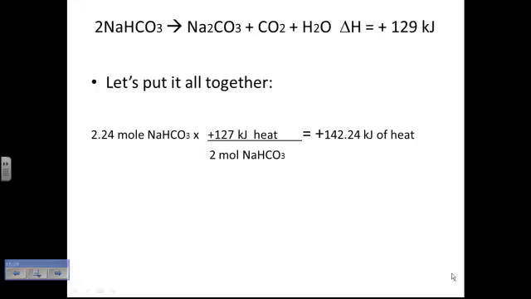Given the quantity of baking soda, its coefficient is a 2. The heart of our problem, the want over given, is positive 129 over 2 with the correct labels. kJ of heat per mole of baking soda. Hit that on your calculator to confirm the answer. Don't wait for test day to make the calculator your friend. Hit it now to confirm you can get the same thing I did.